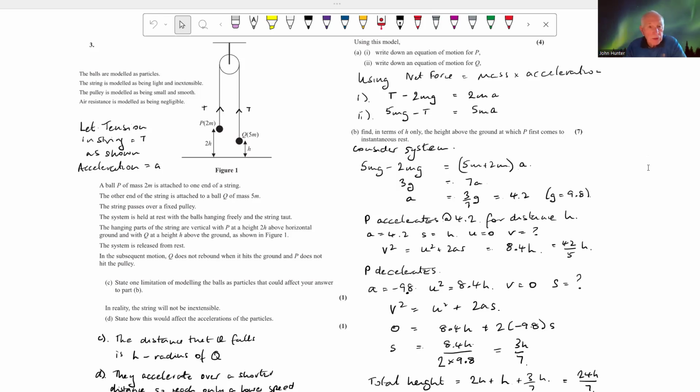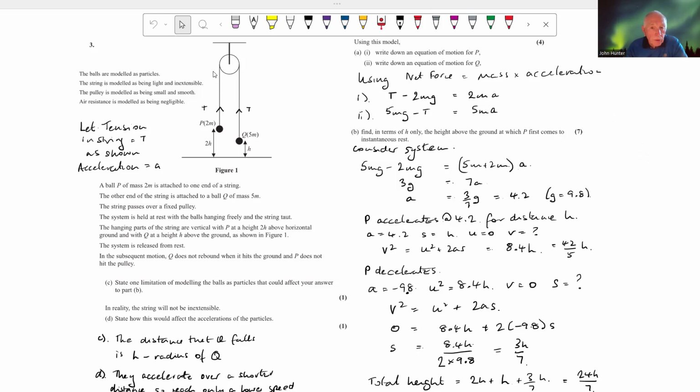So you're liable to see this, and this is one of the harder problems, if you like, in an AS mechanics paper. Okay, so let's have a look at the problem.